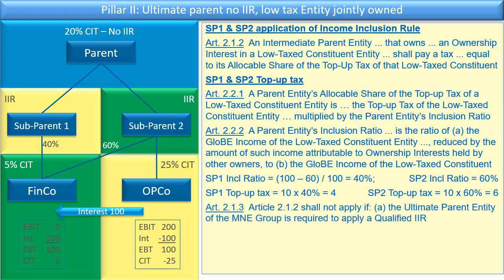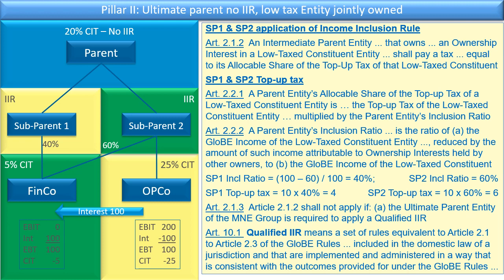And now the question is, how do we know that the parent co doesn't have to pay this ultimately, if maybe the law changes with retroactive effect or whatever and they introduce an income inclusion rule in parent co country? And there it says in Article 2.1.3, 2.1.2 shall not apply if A, the ultimate parent of an MNE group is required to apply a qualified IIR. And a qualified IIR is defined in Article 10.1. It means a set of rules equivalent to Article 2.1 to 2.3 of the GloBE rules included in domestic law of a jurisdiction and that are implemented and administered in a way that is consistent with the outcomes provided for under the GloBE rules.